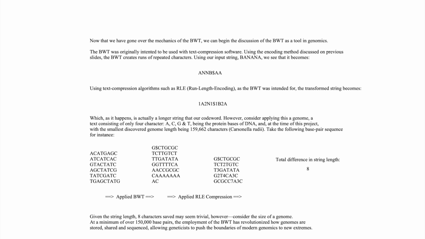Notice how, when we encode the example base pair string, and then run RLE on it, the resultant compression is 8 characters shorter. Imagine this in the scale of an entire genome, the smallest of which, as mentioned in the second paragraph, consists of 159,662 characters.